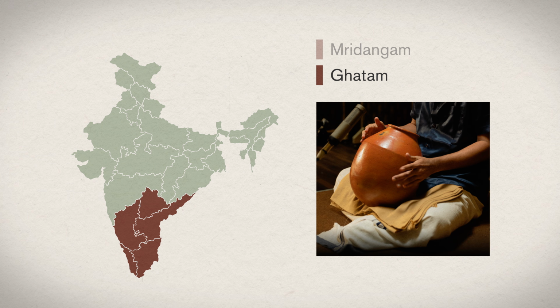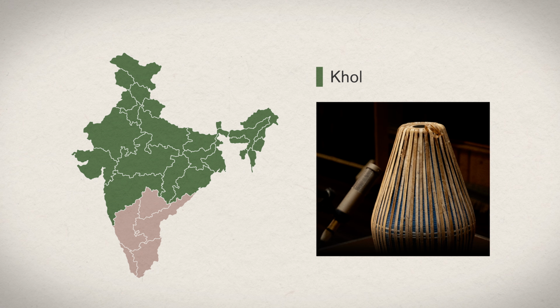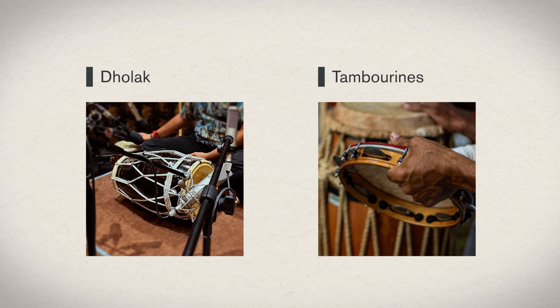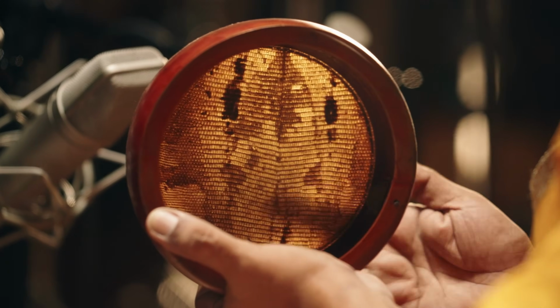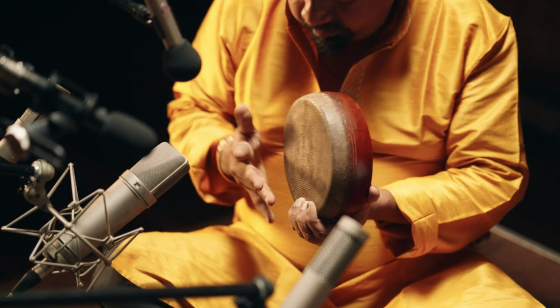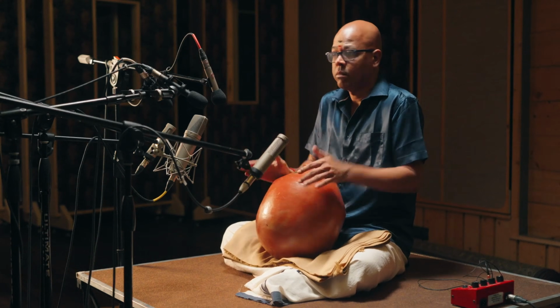We also have ghatam and kanjira from the south, khol from the north, and a few instruments that bridge the gaps like the more folk-based dhol, dholak, and tambourine played Indian style, rhythmically with the fingers instead of being shaken. These instruments that have less distinction in classical style often find their way into Indian pop music and of course into Indian film soundtracks.